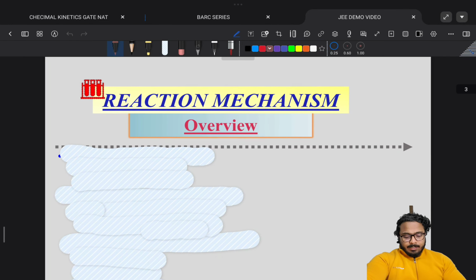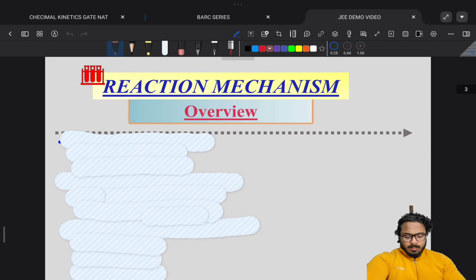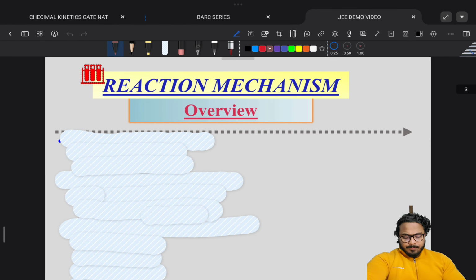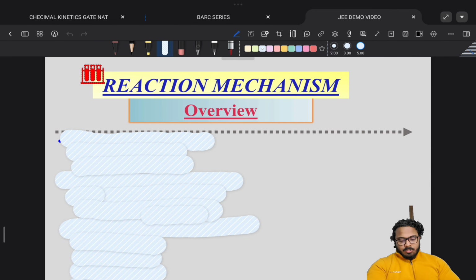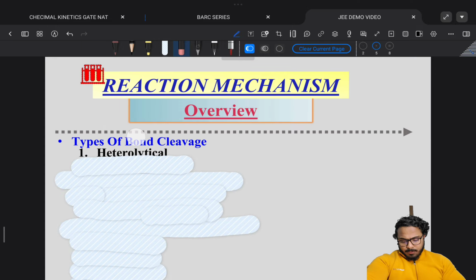So this is reaction mechanism. Let's reveal what I will teach today. I will give you some overview. First of all, before going to the reaction mechanism, we have to know the basics of the reaction mechanism.